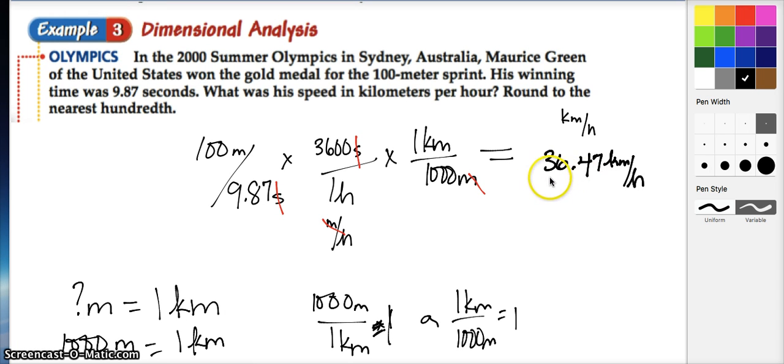So when all is said and done, after plugging all this into my calculator, this over that times this over that times this over that, literally doing that or multiplying the entire top and then dividing by each of the things at the bottom, you get 36.47 kilometers per hour.